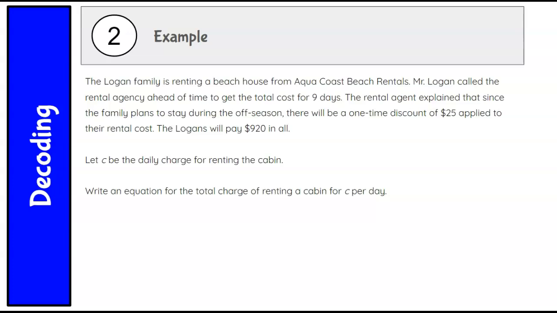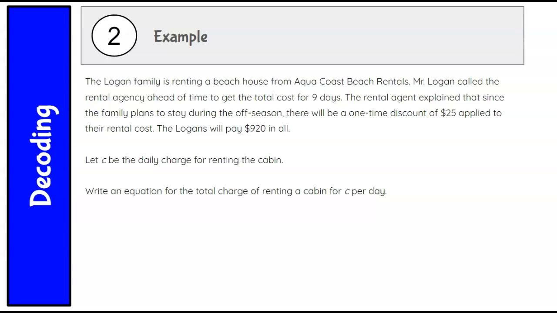There are a number of situations where those words and that translation is enough, but then sometimes you have a word problem where you have to do a little more decoding. So let's look at this example. The Logan family is renting a beach house from Aqua Coast Beach Rentals. Mr. Logan called the rental agency ahead of time to get the total cost for 9 days. The rental agent explained that since the family plans to stay during the off-season, there will be a one-time discount of $25 applied to their rental cost.